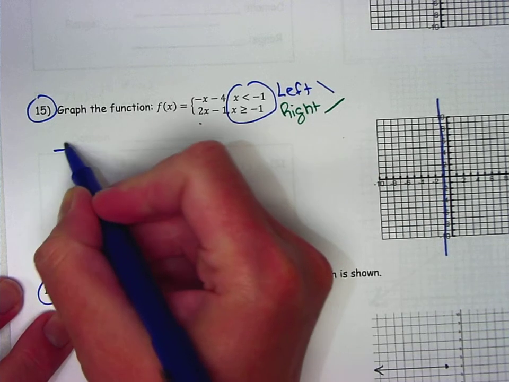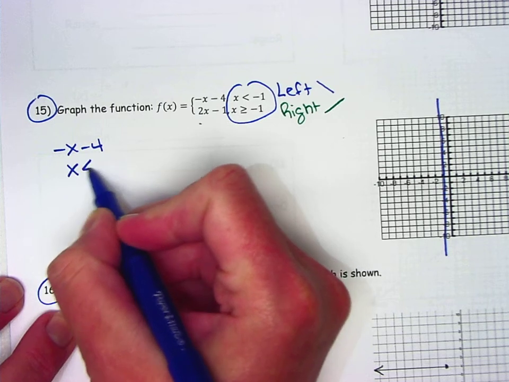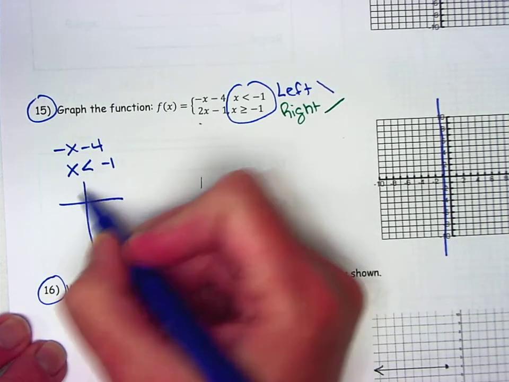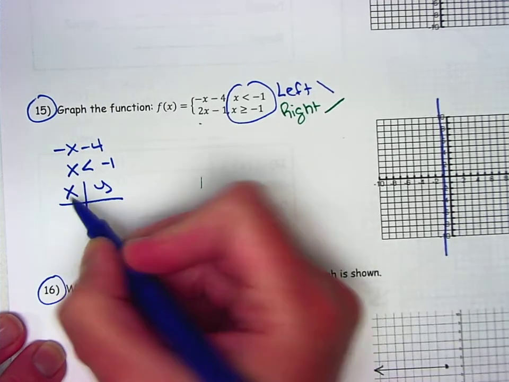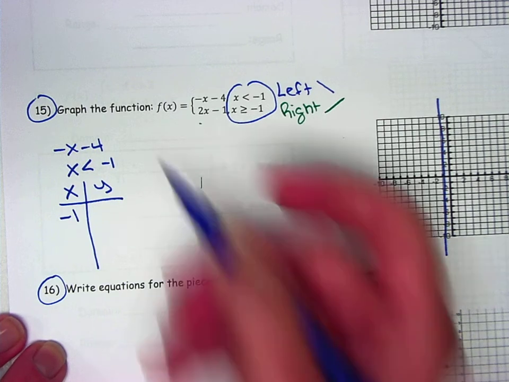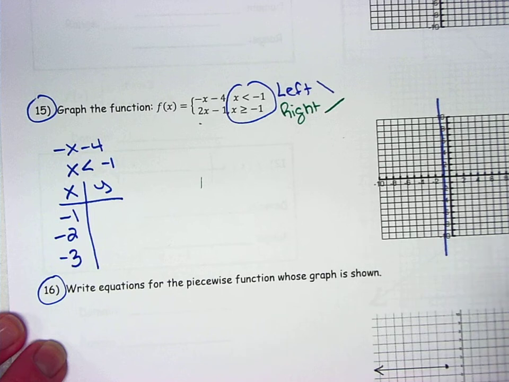So the one on the left is -x minus 4. You are allowed to use x values that are less than -1. My first value is always my divide line number, so I will use -1, and then I'll use -2 and -3.